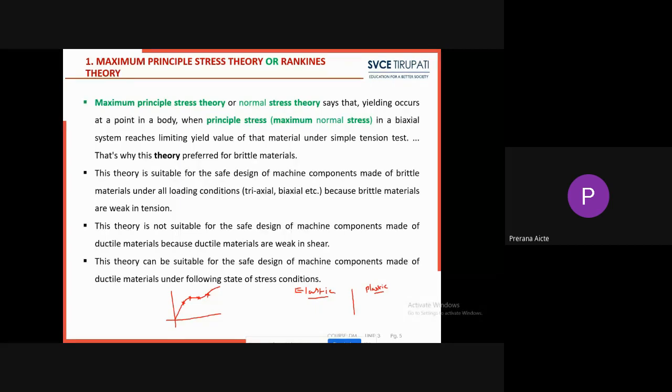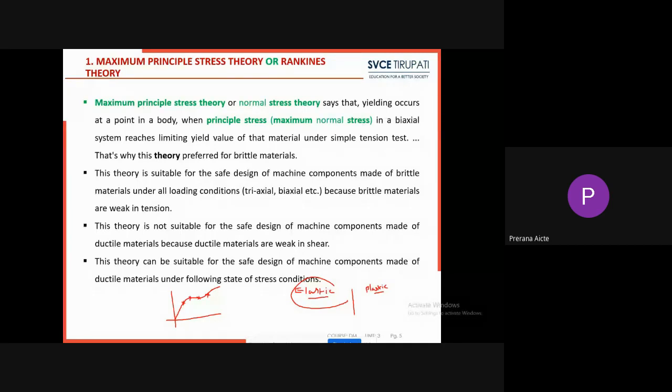Clear? In this elastic limit, you always observe there is no deformation or no failure. In this elastic limit, we are not supposed to use any theories of failure. Please remember. Why? Because an elastic body always tries to elongate, and whenever you apply a load, after removing the load it regains its original position.